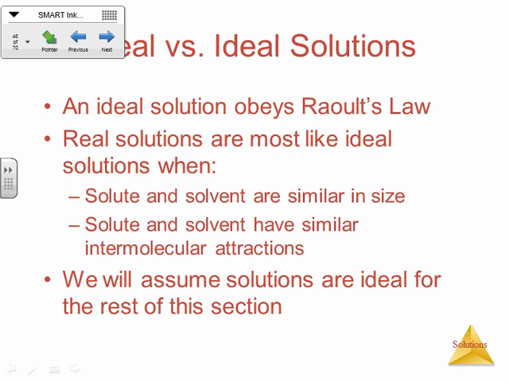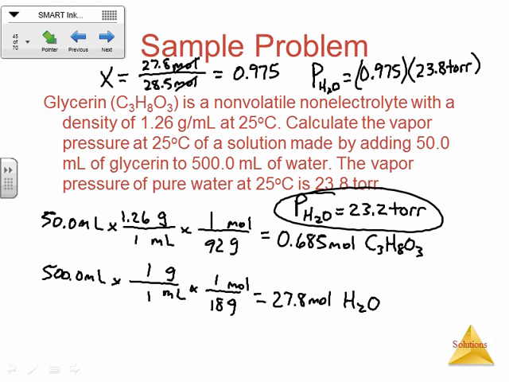is similar to a real solution when the solute and the solvent are similar in size and when they have similar intermolecular attractions. Okay, now if we go back to this last one here, glycerin, C3H8O3, that doesn't tell you a lot about the structure, but there actually is some hydrogen bonding in glycerin, okay? So you've got hydrogen bonding in glycerin, hydrogen bonding in water, so in that sense it's ideal. But the size of these two is a little bit different, right? So not entirely an ideal solution, but we're going to assume ideal for all of these problems that we're doing.